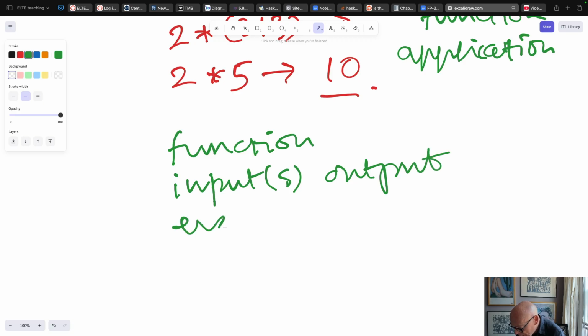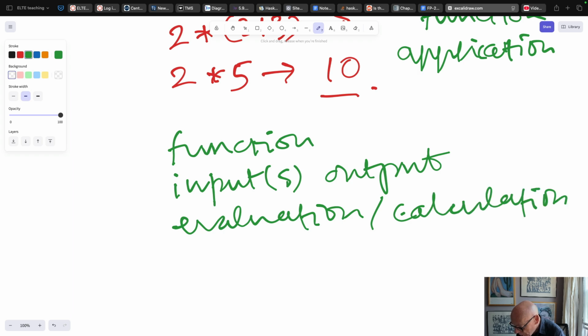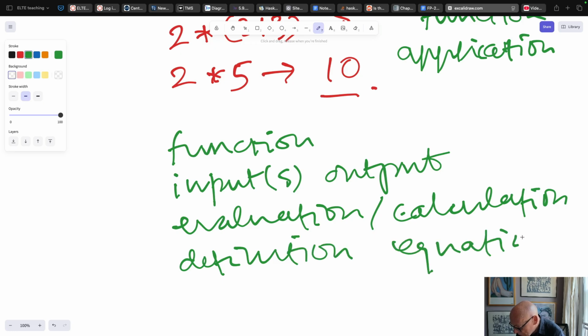We've learnt about evaluation, or sometimes I'd call it calculation. And we've learnt about definition by writing an equation. And those are the fundamentals that we're going to be building on all the way through. So we build complex Haskell programs, but what underpins those are these simple ideas of what a function is with inputs and outputs, what evaluation and calculation are, what definition is. So that's it in a nutshell.